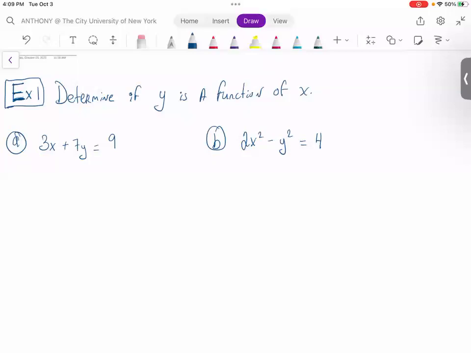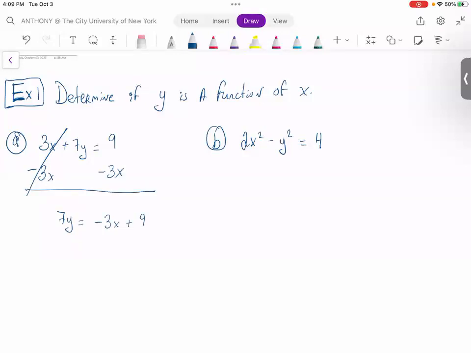Essentially, when you're trying to determine if y is a function of x algebraically, you try to rewrite y by itself first, right? And then you will examine that equation, okay? If you look at 3x plus 7y equals 9, you can first rewrite this by subtracting 3x on both sides, right? So if I take the given equation, subtract 3x on both sides, then the 3x on the left would cancel. You get 7y equals negative 3x plus 9.